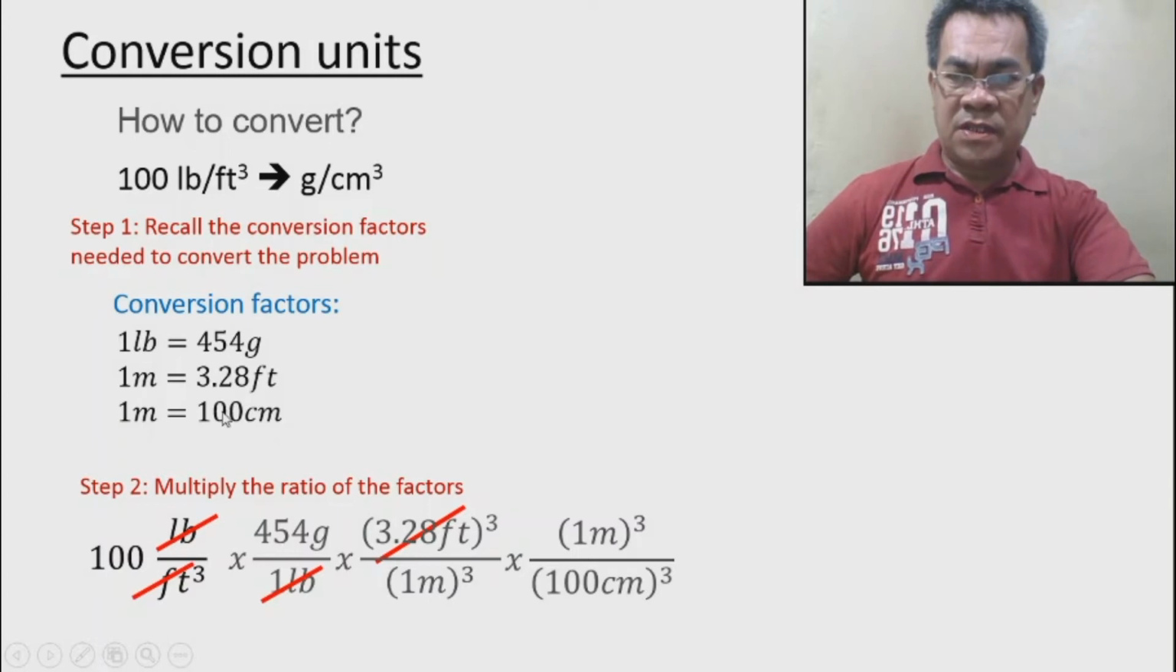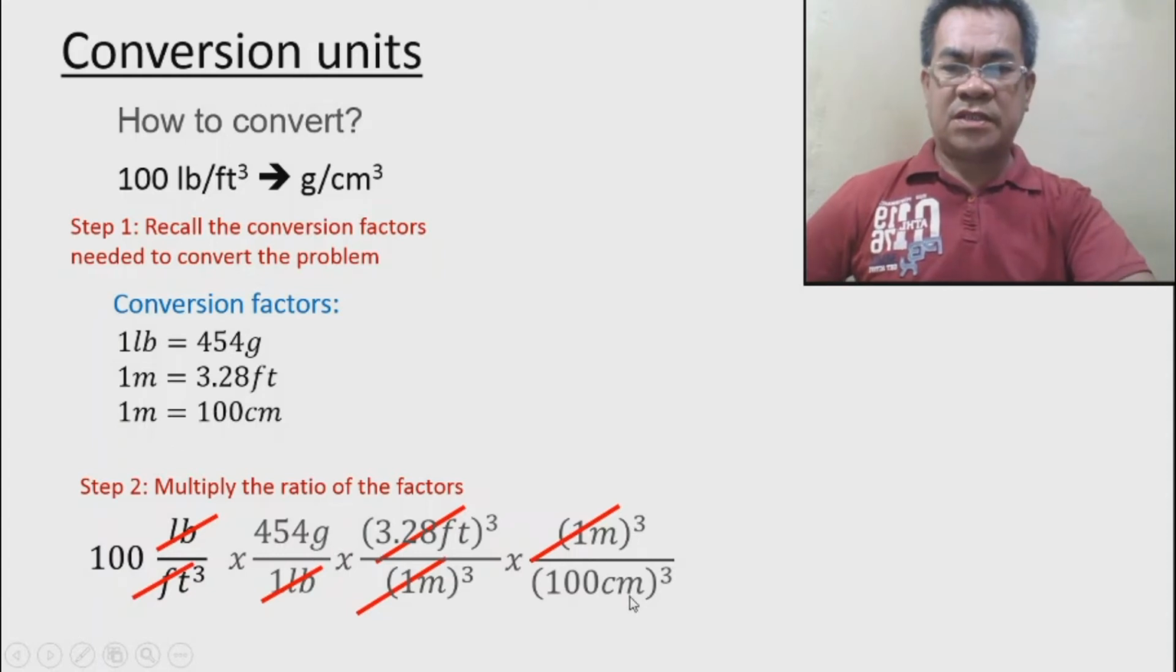So look at this one. In 1 meter, there are 100 centimeters, or 10 raised to negative 2 meter is 1 centimeter. You can do it. So cube it in order to cancel the meter cubed. Then the remaining unit is only what? Grams per cubic centimeter. So we arrive at this unit because the others cancelled, but we leave the grams and we have the cubic centimeter.